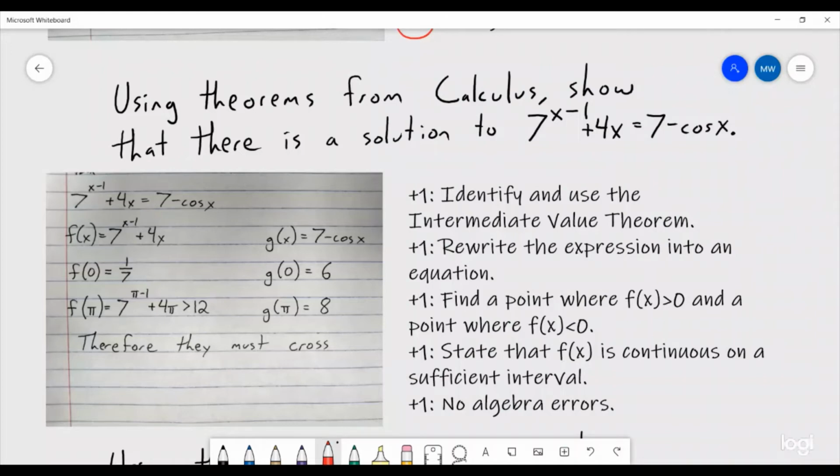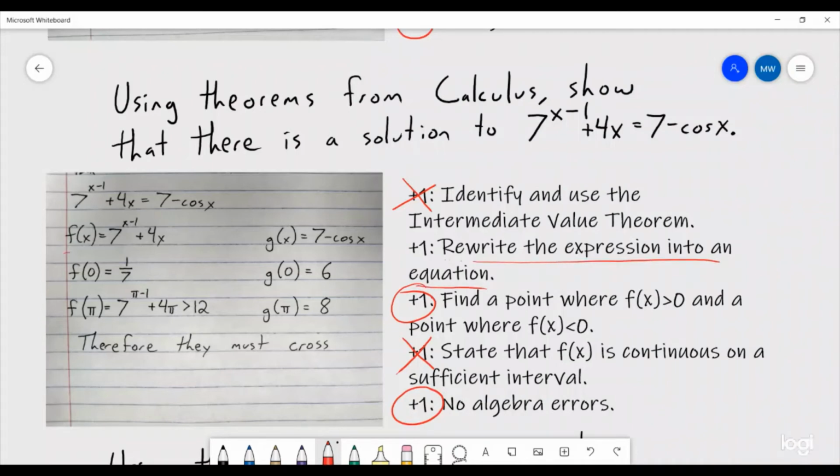Okay, so this one, first off, they're not identifying and specifically using the intermediate value theorem. They're using the same ideas, but they're not quite using the intermediate value theorem. So they would not get credit for that one. Now, they did combine them into expressions and then find points where they're bigger, so I would probably give them this point, but they did not state that f of x was continuous on the interval, so they would not get that. There aren't any algebra errors, and now I'm back to this one, rewrite the expression into an equation.